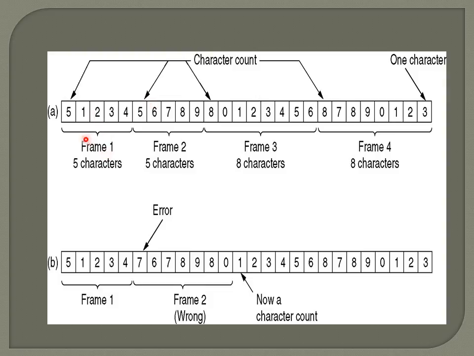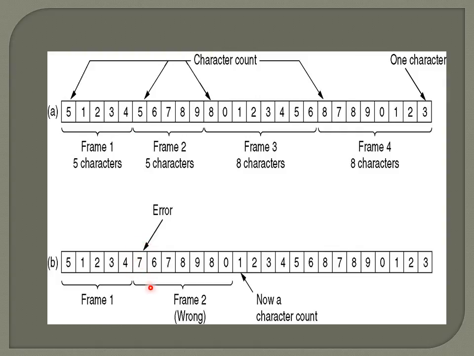This is a frame which consists of 5 characters, frame 1, 5 characters. The first byte that we have here is 5, indicating that there are 5 characters in this frame. Next, again you have 5, indicating that there are 5 characters in this frame. Then you have 8 characters in the third frame, so you have a value of 8 here. Okay, so you have your 8 characters here, and then again 8 characters, and so on. As we said, when you have an error, let's say this 5 that we had here became a 7 due to an error.